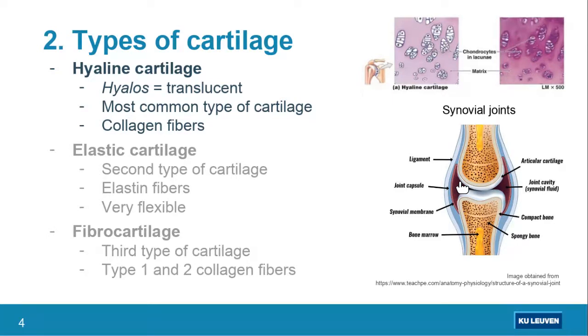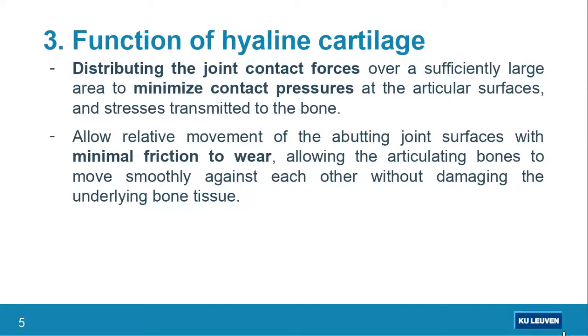The function of articular cartilage in that place, covering the end surface of the bones, is on one hand to distribute the joint contact forces over a large area in order to minimize the peak loads that are going to be transmitted to the subchondral bone. On the other hand, articular cartilage also minimizes friction and wear. This way, the articulating bones can move smoothly against each other without damaging the subchondral bone or the underlying tissue.